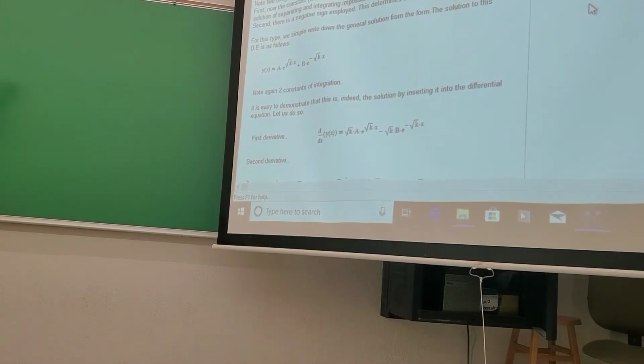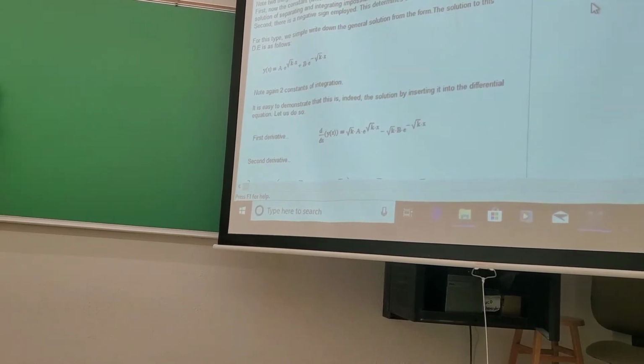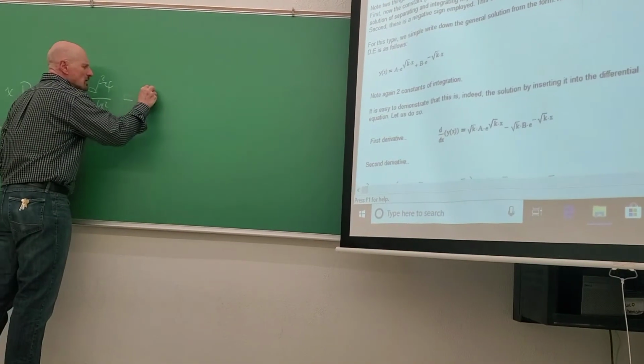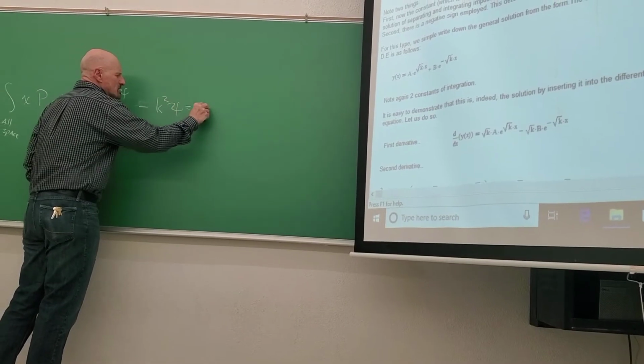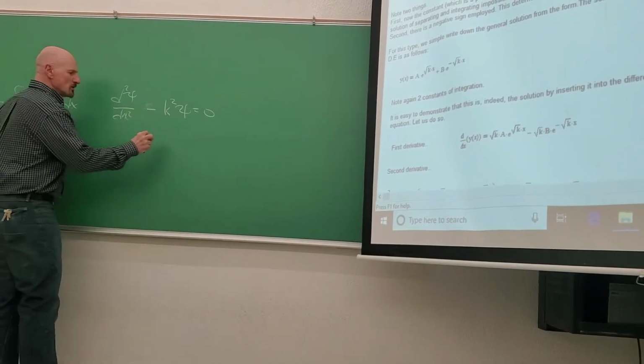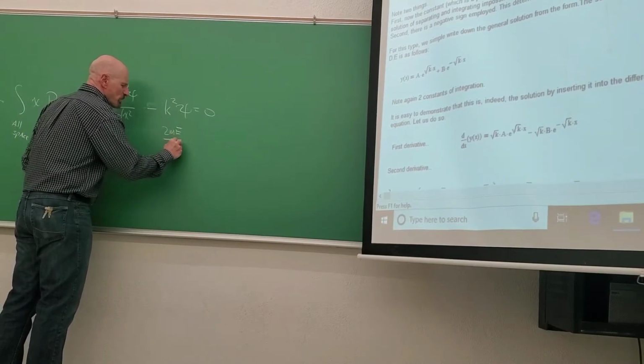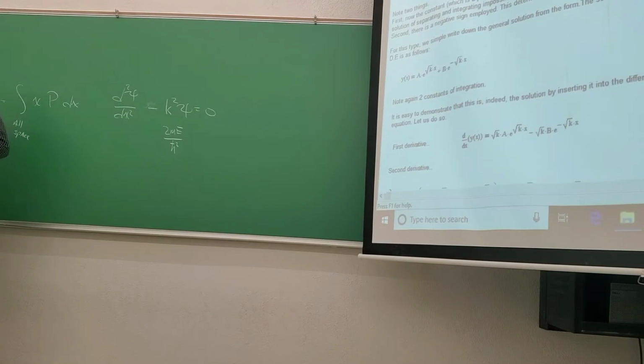Which one do we have here? Let's see. Let me go ahead and do this. Minus k, I called it k squared, psi equal to 0. I made that arbitrarily. This was 2me over h bar squared when we did our quantum systems.